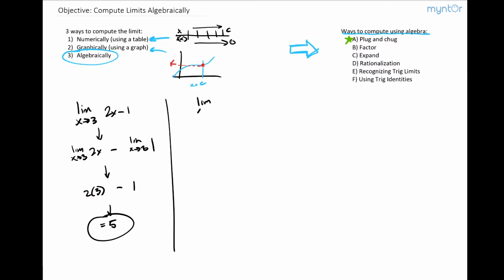So the limit as x approaches 3 of 2x minus 1, we can use the plug and chug method, which is where we take this value of 3 and we plug it directly into our equation and solve. And so we would say that this is equal to 2 times 3 minus 1, which is equal to 5, and that would be our answer. And that is the plug and chug method.